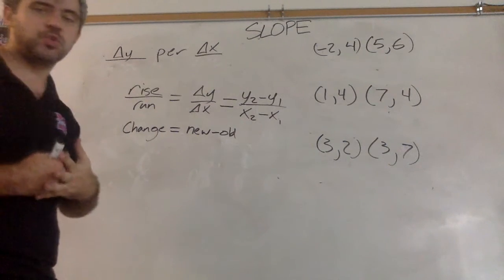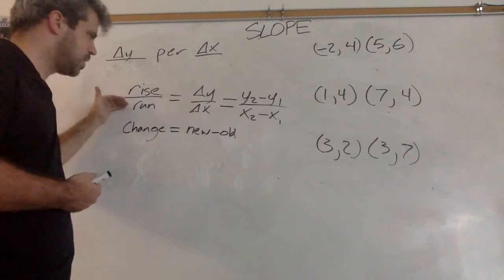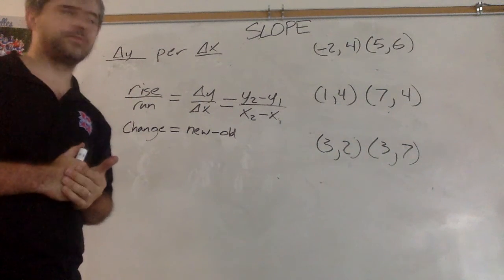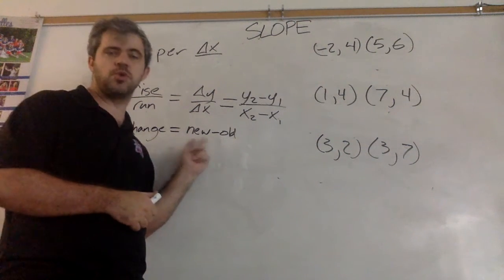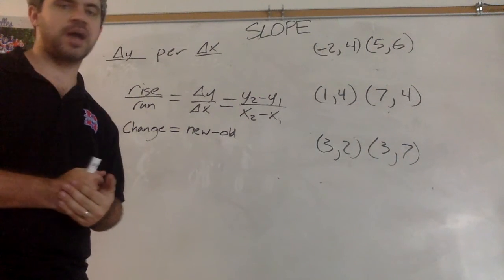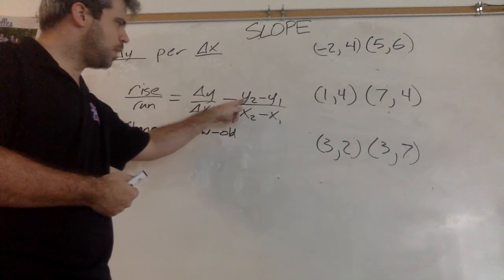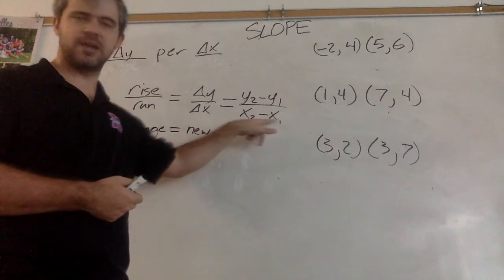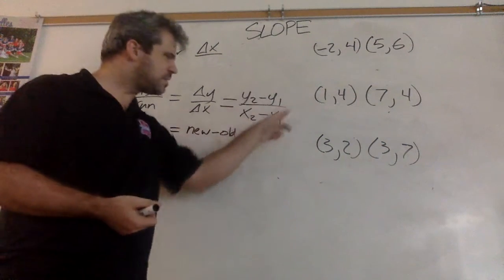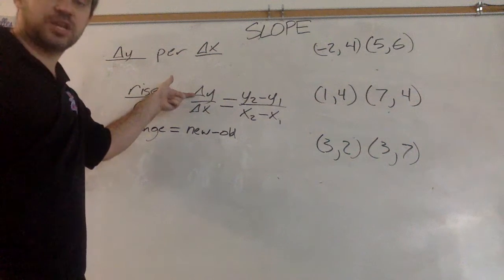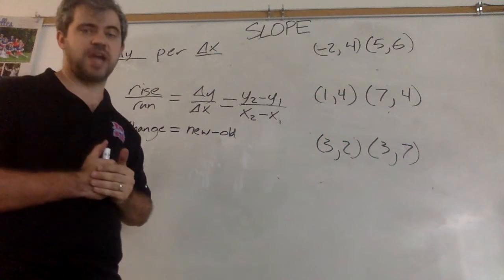The way we're going to measure our slope is rise over run, also known as change in y over change in x. Now, change is just new minus old. So when it's time to find my change in y, that's going to be new y minus old y. Change in x is new x minus old x. So yes, you can memorize this fancy equation, but it's really just change in y over change in x.